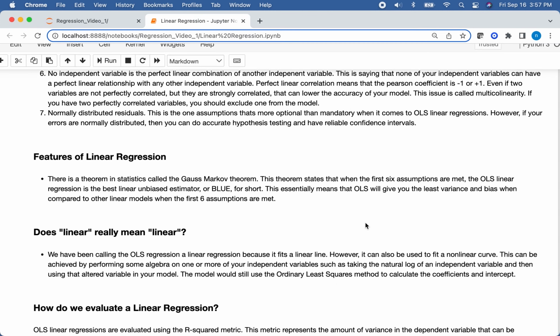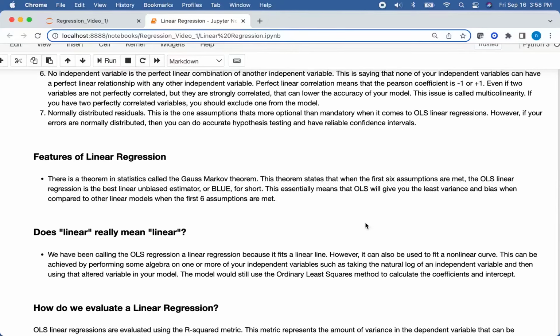The sixth assumption of an ordinary least squares linear regression is that no independent variable is the perfect linear combination of another independent variable. This is saying that none of your independent variables can have a perfect linear relationship with any other independent variable. Perfect linear correlation means that the Pearson coefficient is -1 or +1. Even if two variables are not perfectly correlated, but they are strongly correlated, that can lower the accuracy of your model. This issue is called multicollinearity. If you have two perfectly correlated variables, you should exclude one from your model.